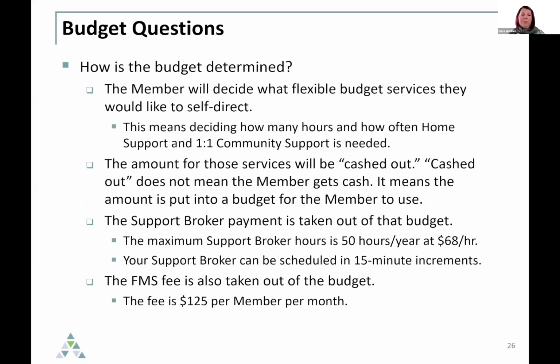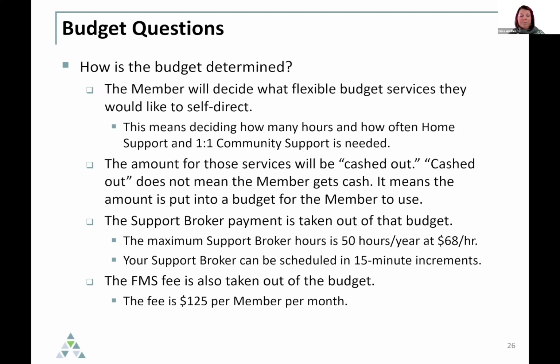The first question is, how is my budget determined? So basically, you will decide what flexible budget services you would like to self-direct. The flexible budget services include your home support and your community support. Once you decide how much of those services you would like and how many hours, the amount of those services will be cashed out. Now, by saying cashed out, I don't mean that you're going to get cash in your hand. It means that the amount is put into a budget for the member to use.